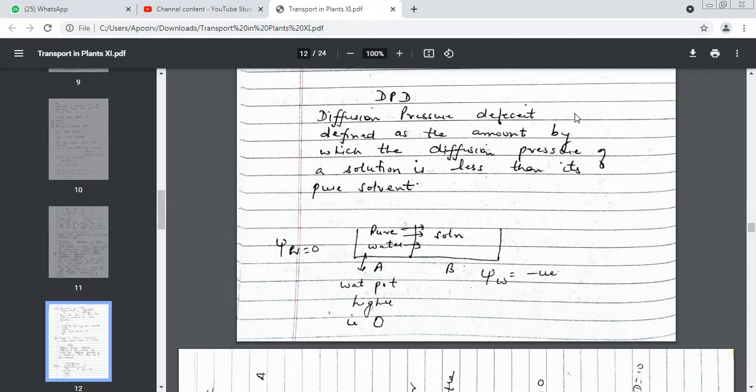Now understand it like this. Supposing my pure water or pure solvent has a pressure of 60 atmospheres, and solution of salt has 40. How much did pure water have? 60. How much did my salt solution have? 40. So how much less? How much is the deficit of the solution compared to the pure solvent? Exactly. Perfectly correct.